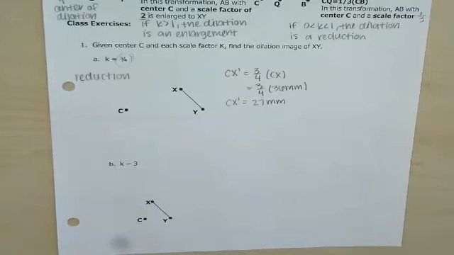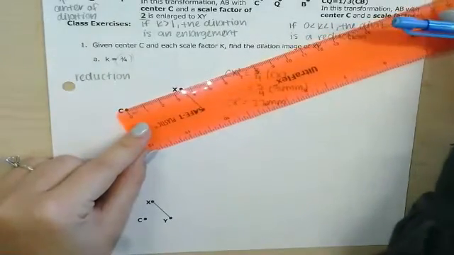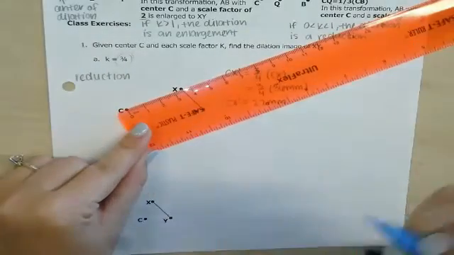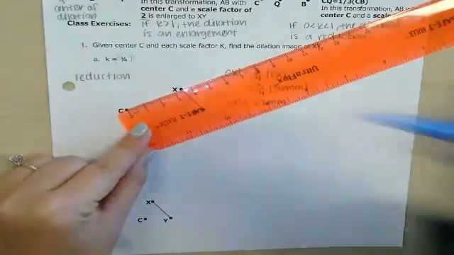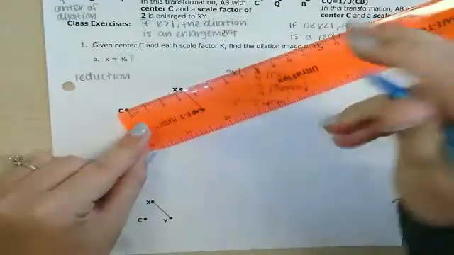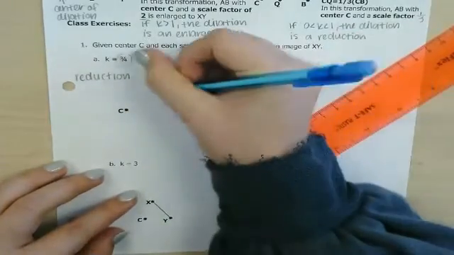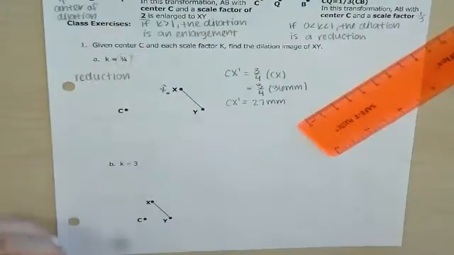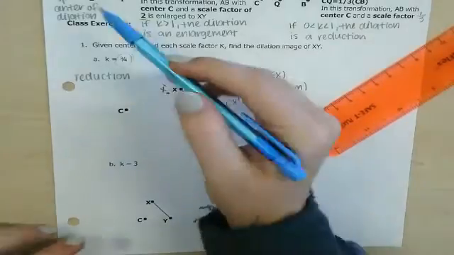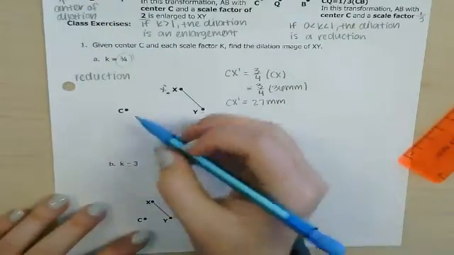So I'm going to take my ruler here and I'm going to make a little mark between C and X at 27 millimeters. So right in there somewhere. Okay, so here's my point X prime. And then just like our examples had up at the top, I'm just going to draw a dotted line.